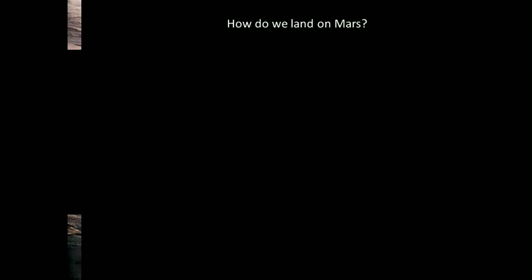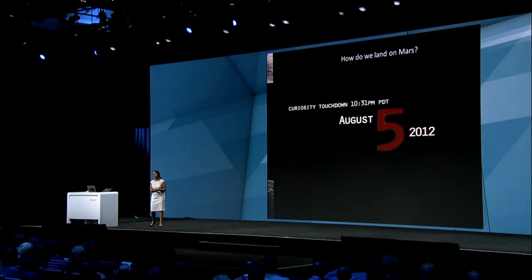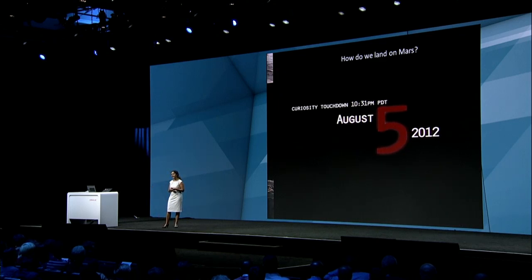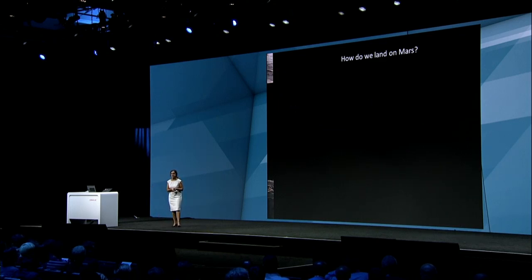So what's so exciting, of course, is that it appears to be science fiction, but in fact it's science fact. So we were able to engineer that very complex system and safely land the Curiosity rover on the surface of the planet just over 4 years ago today.